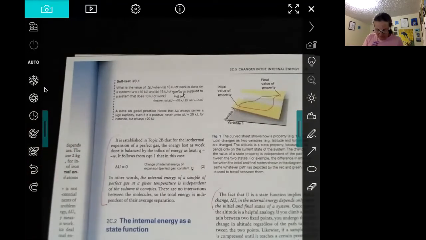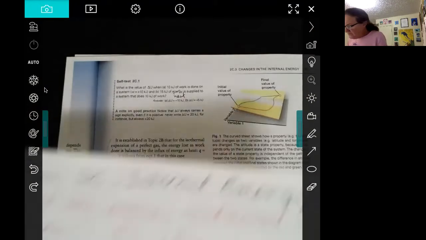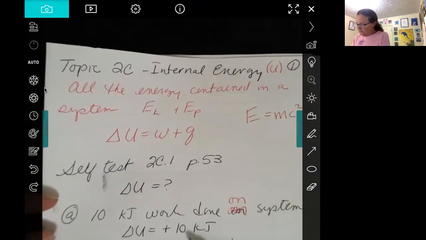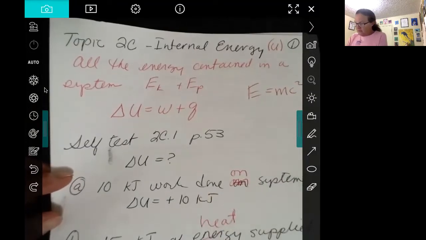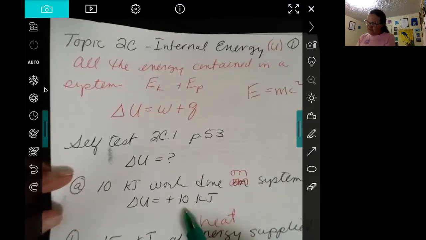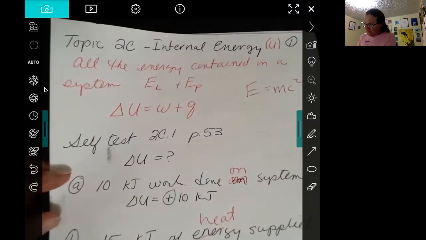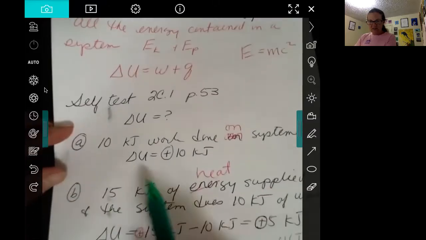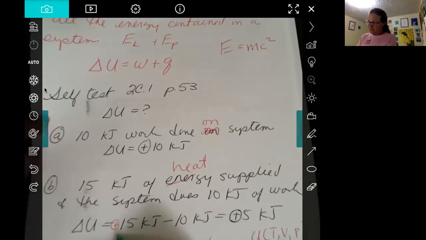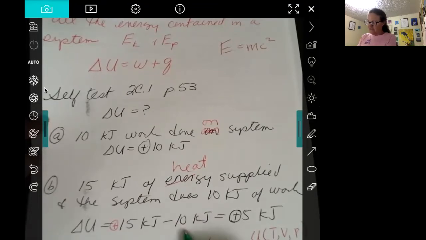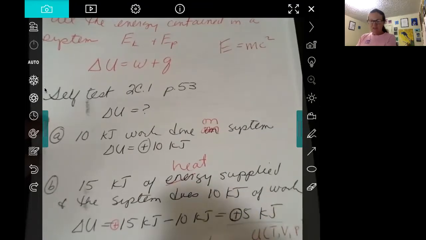So in the first one, 10 kilojoules of work is done on the system. That means the internal energy goes up. The work you did on the system increases the internal energy, so this is a positive sign. And then the next one, 15 kilojoules of heat is supplied, and the system does 10 kilojoules of work. So if you supply the heat, energy flows in, that's a positive sign. If the system does work, its internal energy goes down, and that's a negative sign. And so the net contribution to the change in internal energy would be 5 kilojoules.